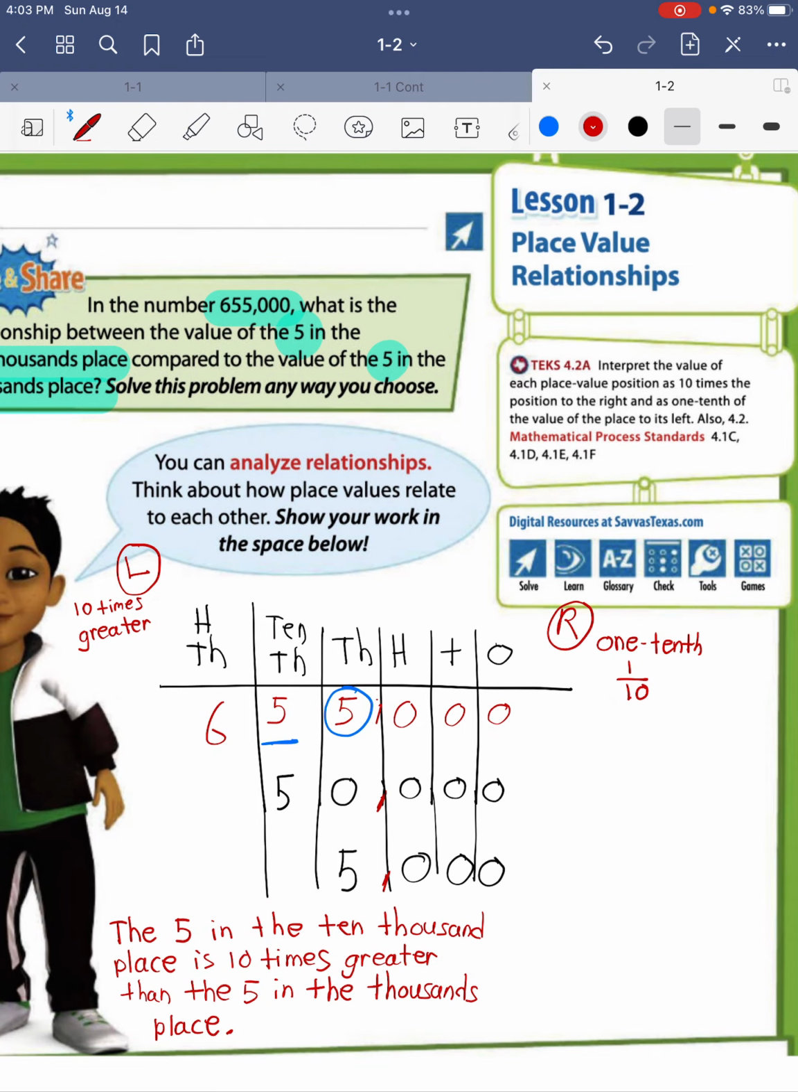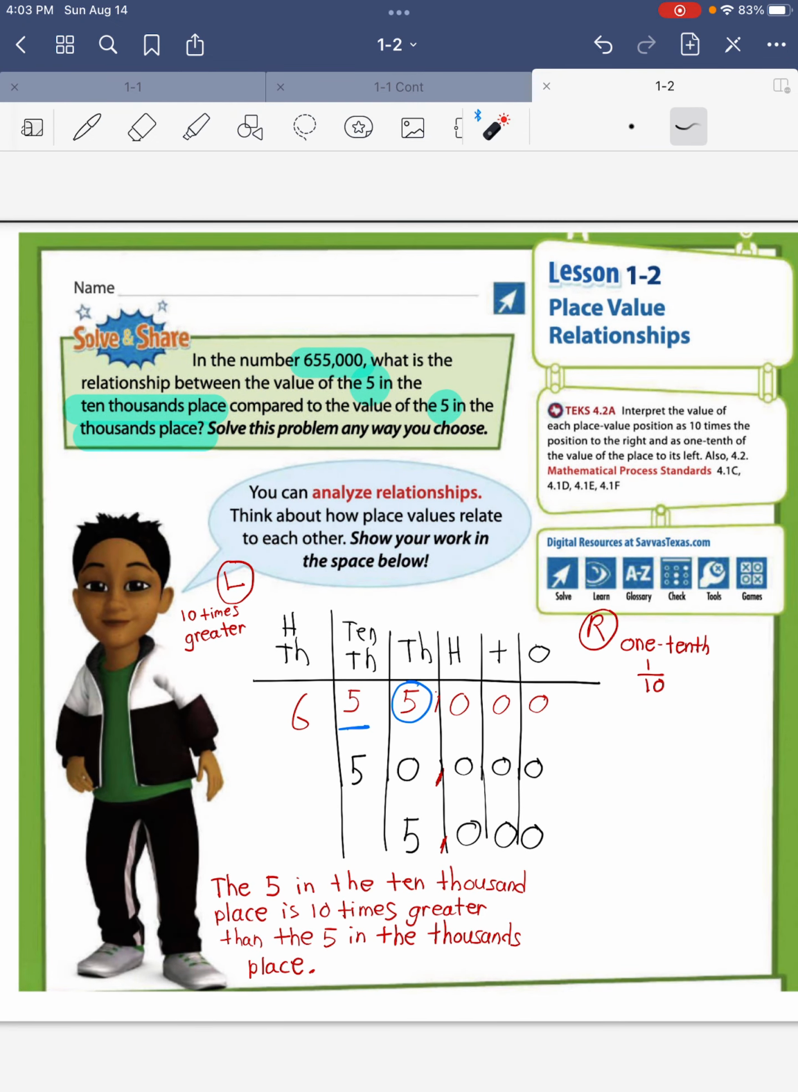Okay. This can be a little confusing, but just remember, anything on the left side, when you're dealing with best friends, they're twins, they're the same number, same digit. Anything on the left side is 10 times greater. So the 5 in the 10,000s place is 10 times greater than the circled 5. Anything on the right side, which is a circled 5, is 1/10 of the underlined 5.